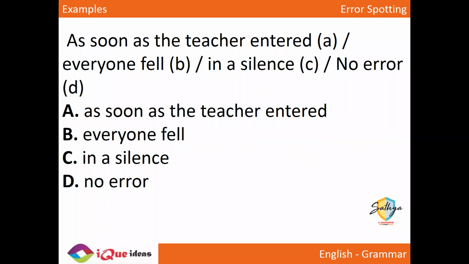So, two ways to do this. Obviously, error, you don't fall in a silence. So, either say, as soon as the teacher entered, everybody fell silent, or as soon as the teacher entered, everybody fell in silence. But fell in silence is also okay. Best way, you don't say fell in a silence, you just say fell silent. So, as soon as the teacher entered, everyone fell silent. That's it. Did everybody get this one? I hope everybody got this one.